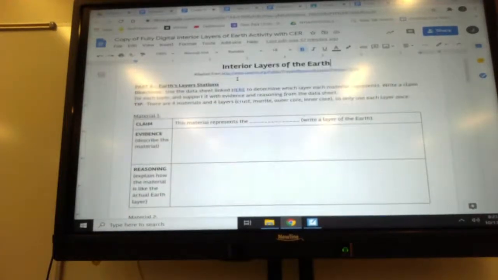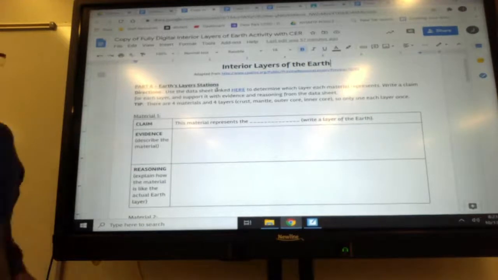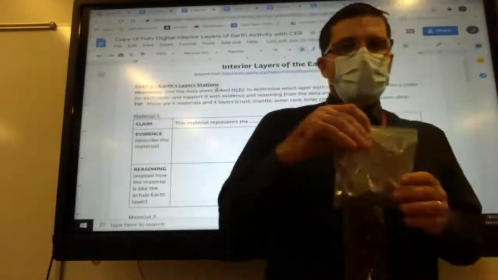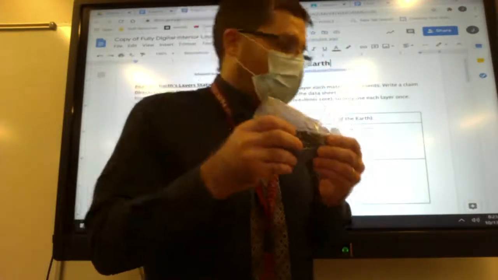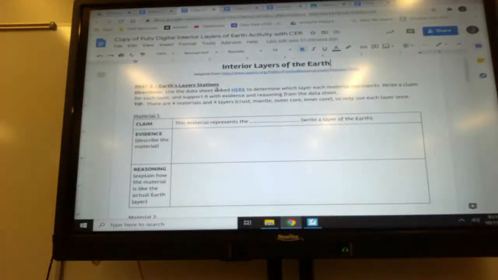All right, so this is a bag of soil, right? This is going to represent the crust of the earth. Why? The crust is made up of solid rock, right? So here, this will represent it, because you're going to need to be able to describe the material. This is rocky.